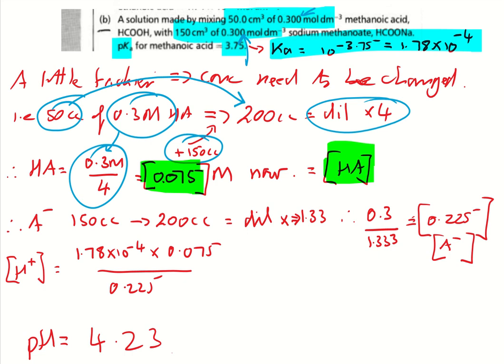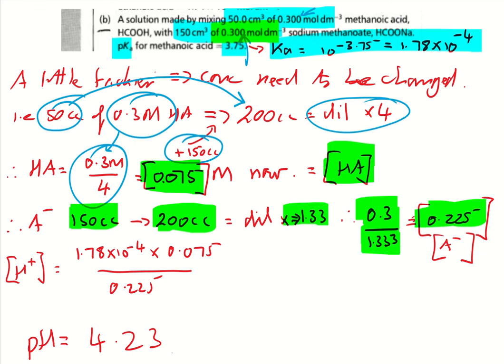Okay, right. The similar thing happens to the A minus, in that you had 150 cc's of it to begin with, and you dilute it up to 200. So you're not diluting by 4-fold this time, you're diluting by 200 over 150, which is 1.33. So you take your original concentration, which we know up here is 0.3 for the salt, and we find the new concentration by dividing it by the dilution factor. So my new concentration of my salt is 0.225.